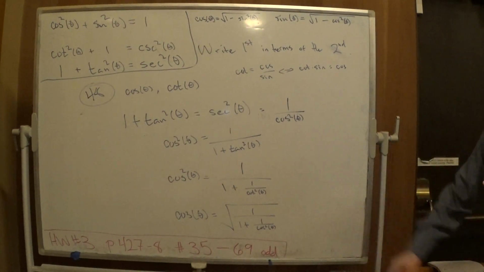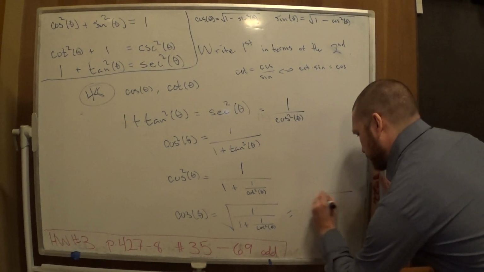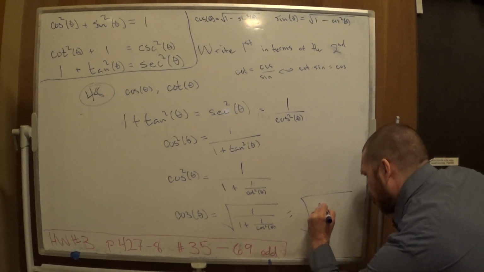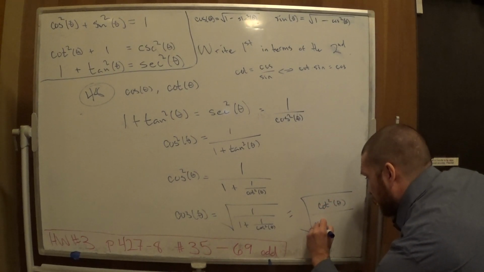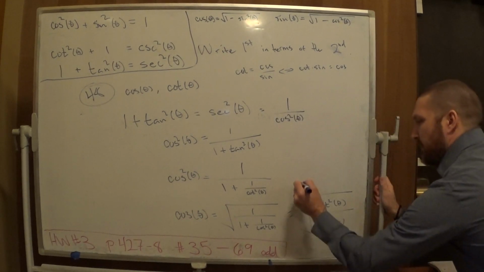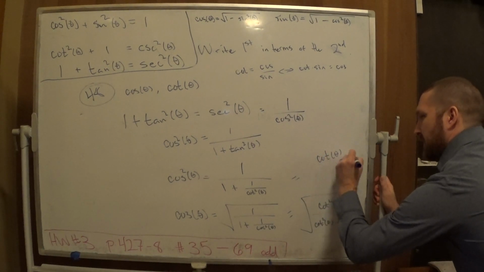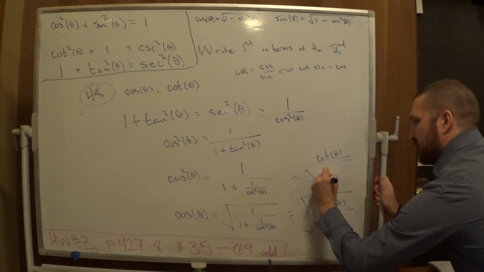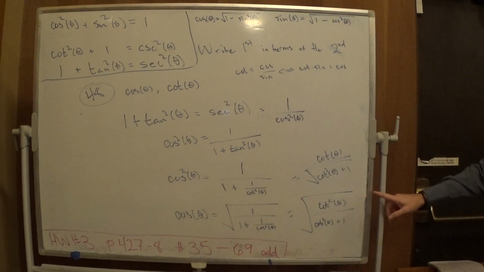Now, let's say you look in the back of your book, and the back of your book says that it should be this. Or maybe it probably wouldn't even be written like this. Cotan squared theta plus 1. It probably would be written like this: cotan theta over the square root of cotan squared theta plus 1. Everybody get that, right?